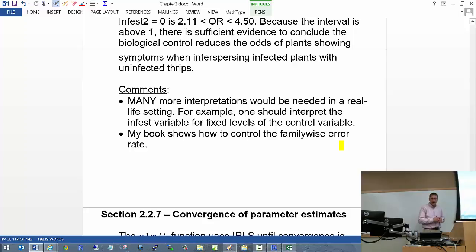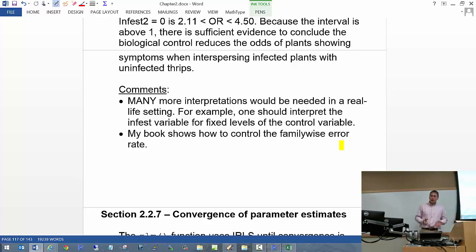So some final comments on page 118. More interpretations need to be done than what I showed there. In particular, you should look at the infest variable for fixed levels of the control variable. Before, we were looking at levels of control for fixed levels of infest. Now you need to go the other direction to have a full interpretation of this model. You would need to do that.